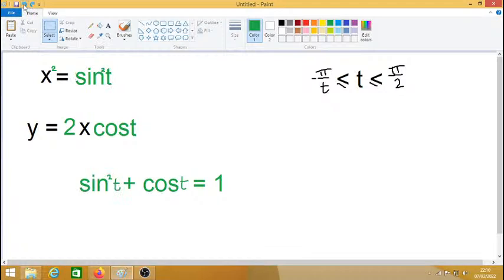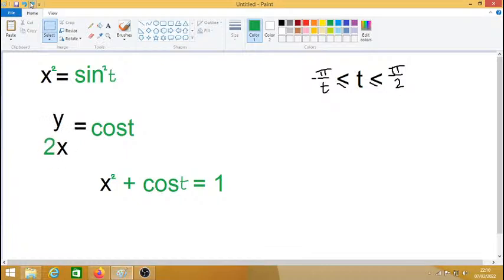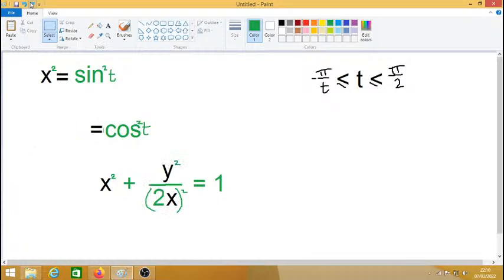If I've got x equals sine t, then x squared equals sine squared t. And that's a direct swap, so x squared can come here. Then I've got cos t, which should be y over 2x if you rearrange that. But that was a mistake I'd made. It should really be cos squared t. So once you arrange for cos t, you then need to square it. So you've got y squared over 2x squared. Okay, all looks good.